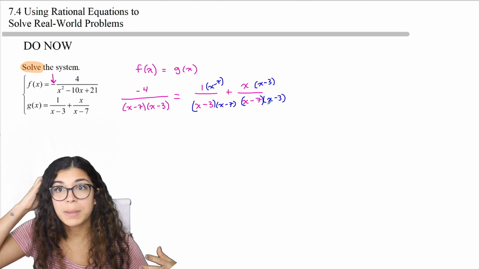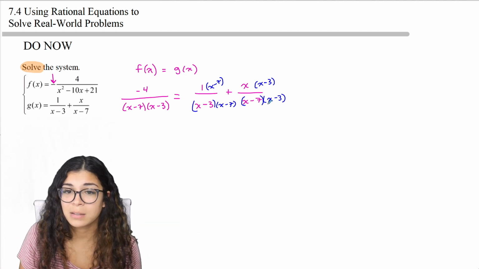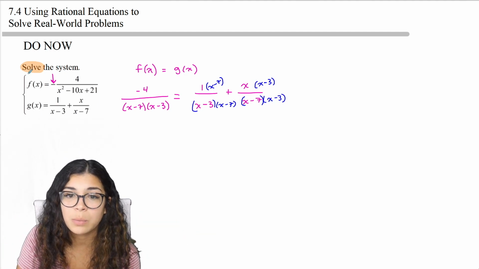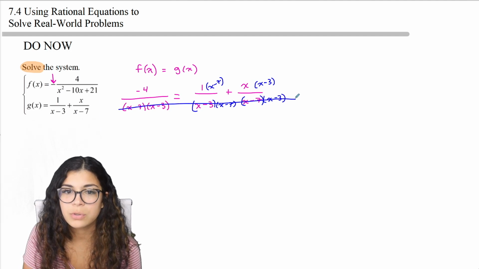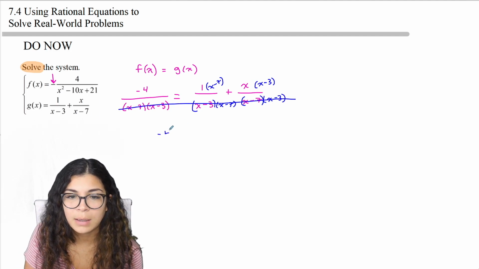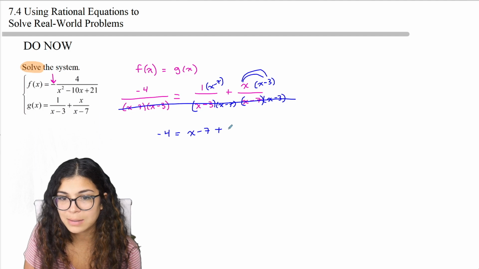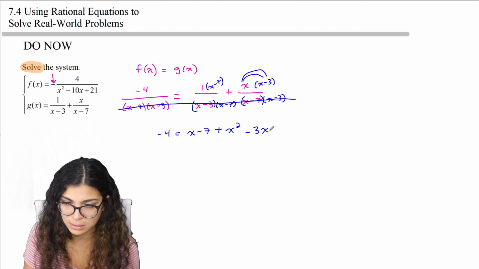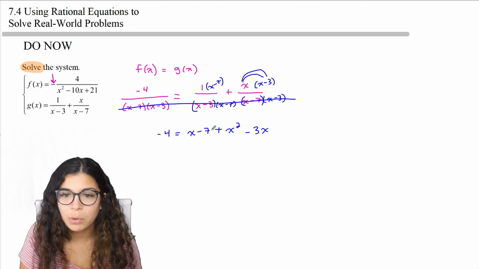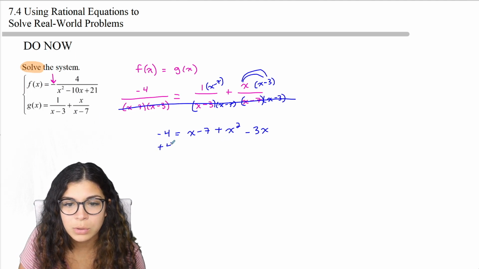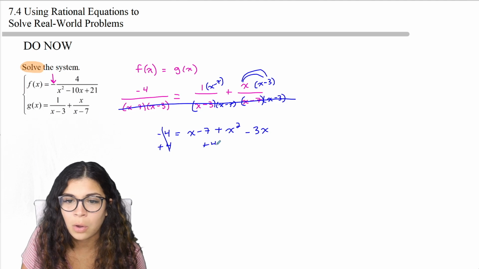So if I multiply all of the fractions by x minus 7 times x minus 3, it would just cancel the denominators. So we end up with -4 equals x minus 7 plus x times x is x squared, x times -3 is -3x. Okay, now we have a quadratic, so I'm going to bring over the 4 to the right hand side so I can consolidate all of my terms.